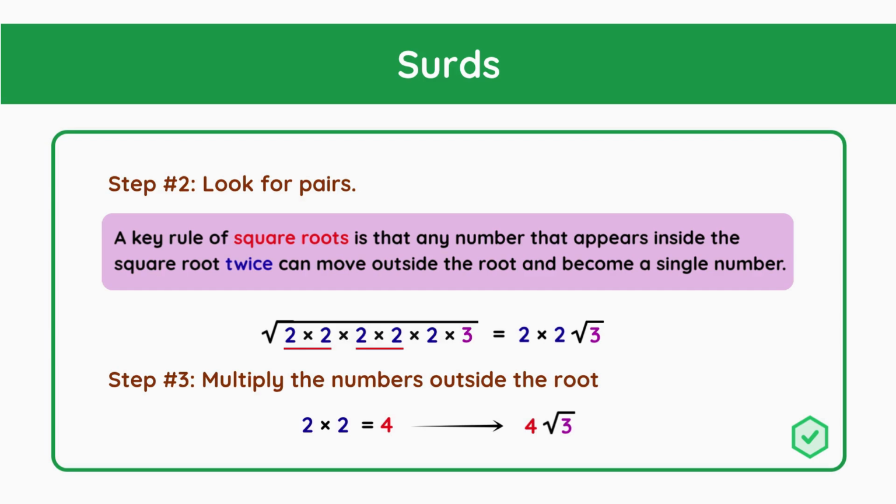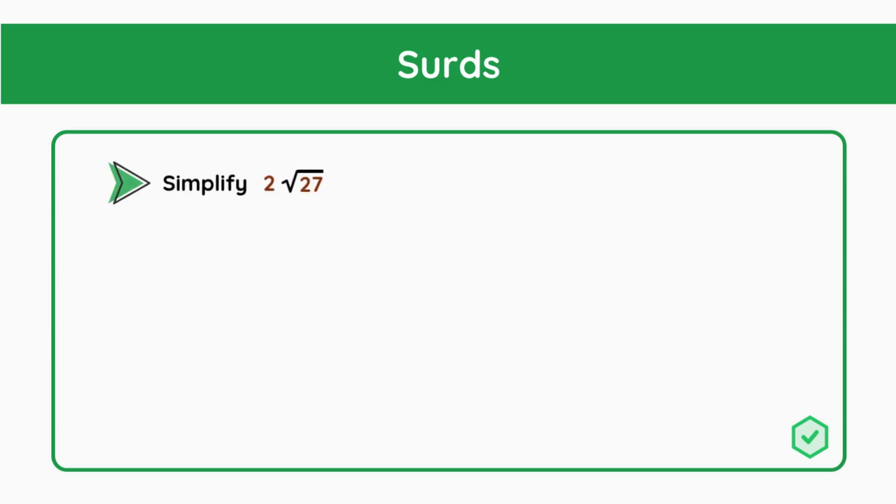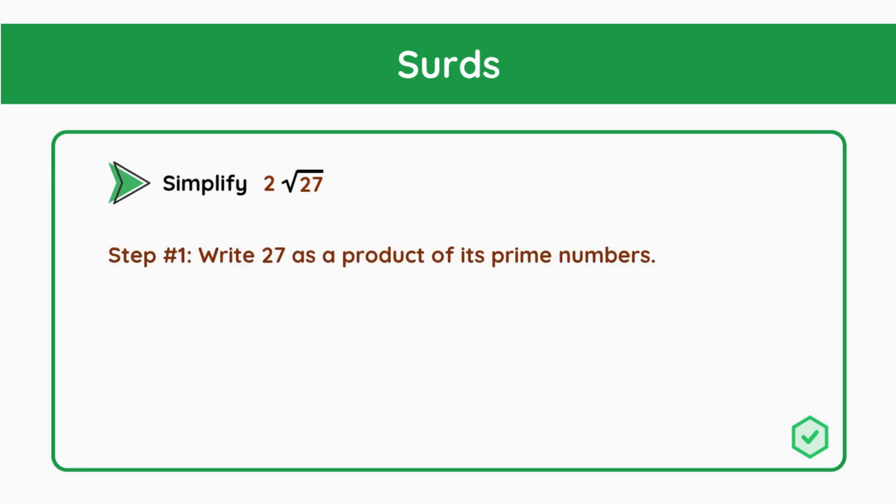Let us look at a second example. Simplify 2 square root of 27. Here we have a coefficient of 2 outside the root. Just like before, we will focus on simplifying the surd part first. Let us break down 27 into its prime numbers. 27 can be written as 3 times 9. Now 9 can be written as 3 times 3. So the prime factorization of 27 is 3 times 3 times 3.